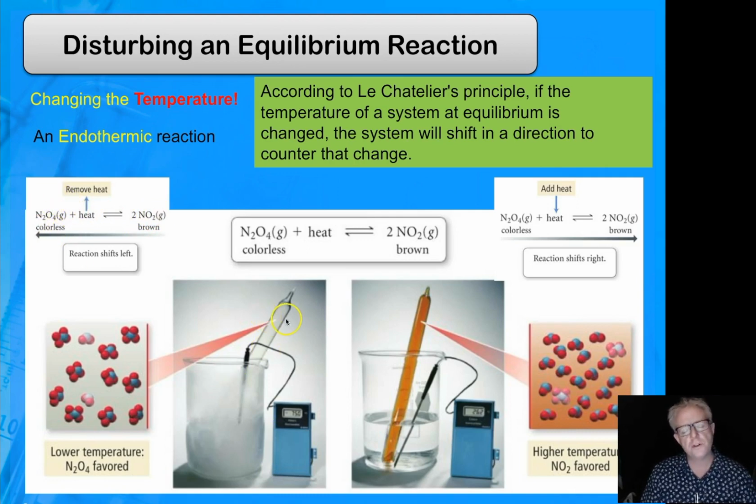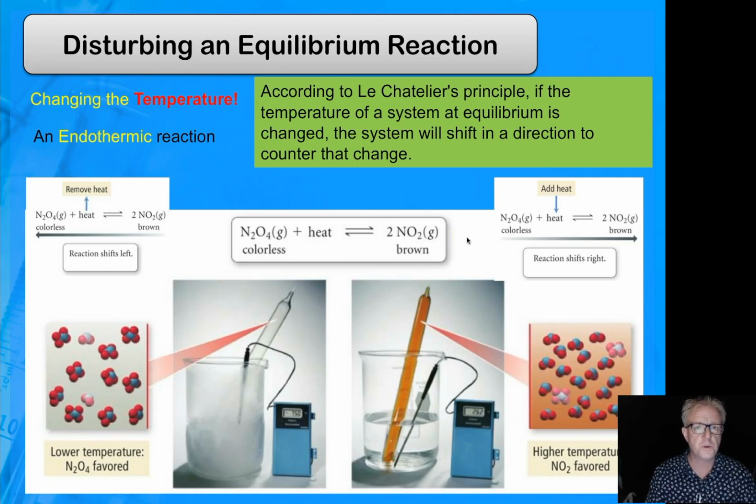What about if we do the reverse? Well, let's add heat, and see here they're placing the vial in hot water, so we're adding heat. That means that the system will want to move in the direction to minimize that change, so it's going to shift towards the right-hand side, and that means that it's going to produce more brown nitrogen dioxide. And that's what we see here. So that's an example of how temperature affects a reaction.